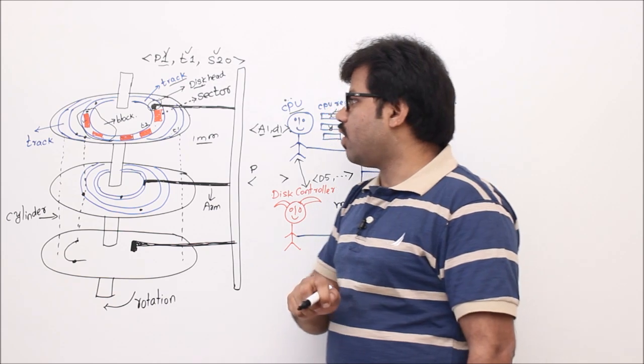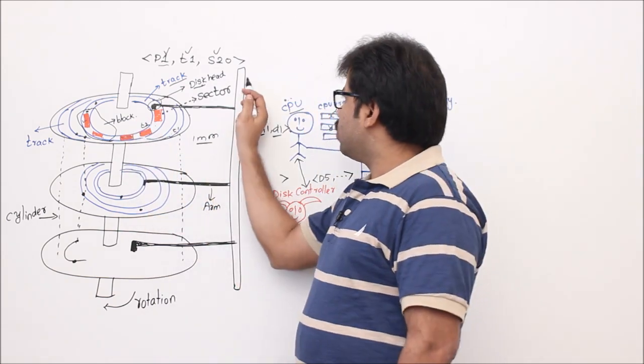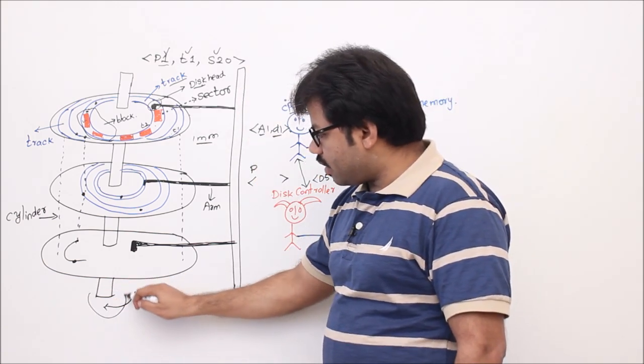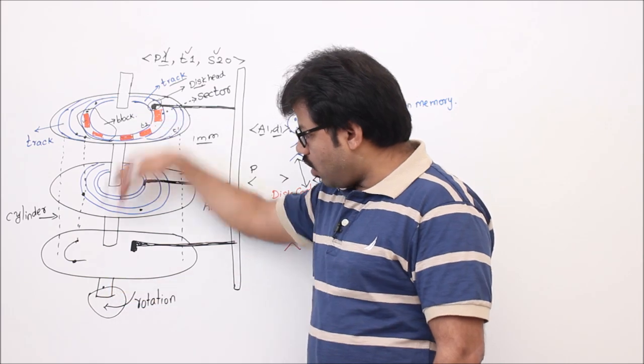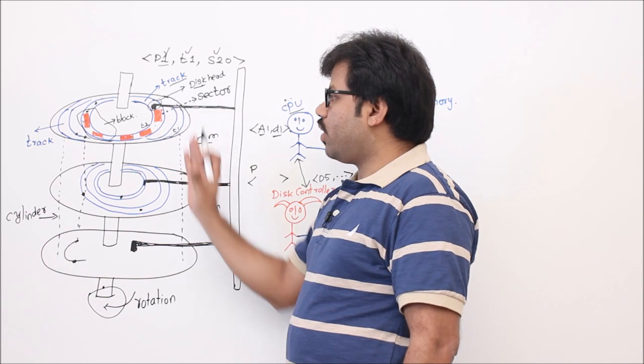Let's say this is the place I want to write. Then your disk plate will be rotated. So this is actually a rotational point here. On the basis of this rod, this plate can be rotated. Somehow, this plate will be rotated.